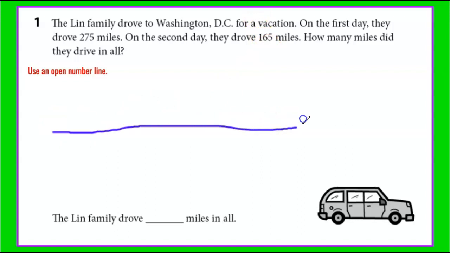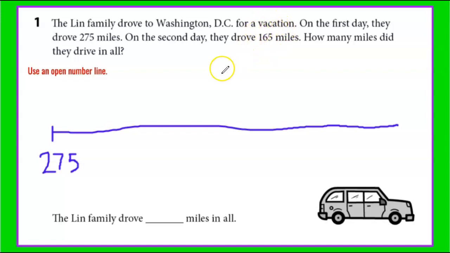It's just a really long line. It's okay if it's a little wobbly like mine. And then we're going to start at our bigger number. To save us some work, it's easier if we start at our bigger number. So we make our first mark and we start at 275. And we're going to make as big of jumps as we can, adding 165.